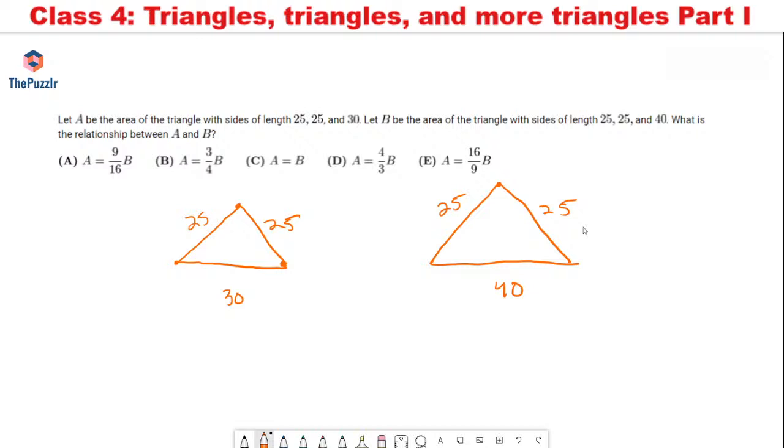Well, one thing that you should always want to do with isosceles triangles is to break it in half, right? And this line is also the height. It's a height, so it makes a right angle, and it divides the base into 2. So that means that this is 15, this is 15. This is 20, this is 20.